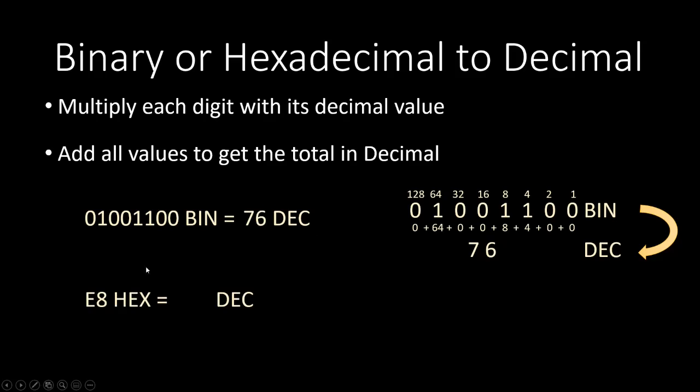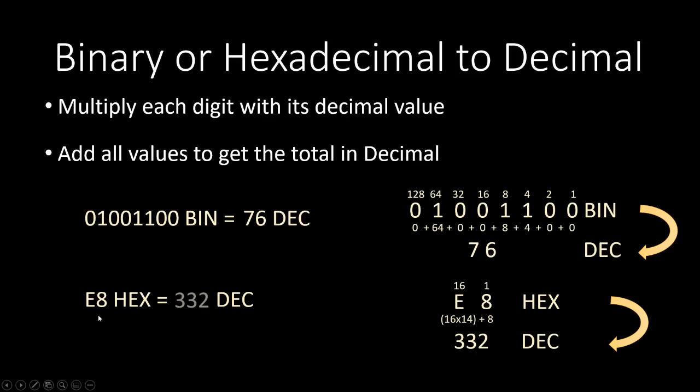Let's apply the same concept for hexadecimal. We have this number E8 hexadecimal, and we want to convert it into decimal. We do the same math. We know the value of this digit is 1 and the value of this digit is 16. We do the multiplication. We multiply 16 by 14. E is equivalent to 14 in decimal. So we multiply 16 by 14 and we multiply 1 by 8. And we do the addition to get the equivalent number in decimal, which is 232. So E8 hexadecimal equals 232 decimal.